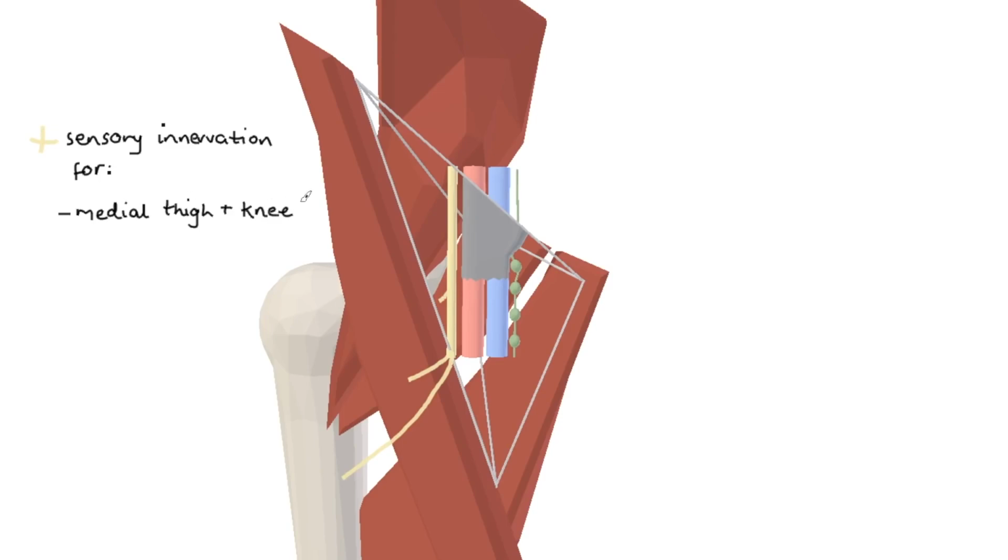After entering the femoral triangle, the femoral nerve divides into branches which supply the muscles nearby with innervation. That's the quads, sartorius, and pectineus. It spits out anterior cutaneous branches to supply sensory innervation for the medial thigh and knee, and its saphenous branch supplies the medial lower leg.